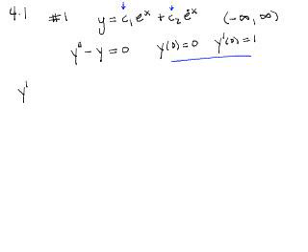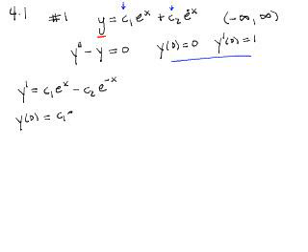I will go ahead and find what y prime is, and y prime is c1 e to the x minus c2 e to the minus x. Next, I will look at my initial conditions. So y of 0, using what y is, is c1 e to the 0 plus c2 e to the minus 0, but that's the same as 0. And so this is c1 plus c2. According to the initial condition, this is supposed to be set equal to 0.